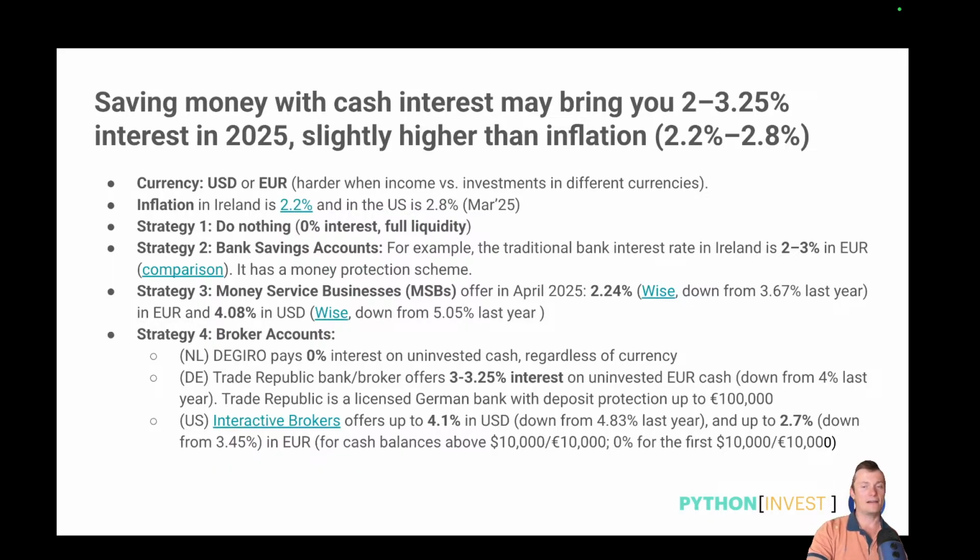When you already have some of your money in broker accounts, you are thinking, what can I do better? How can I invest that money?